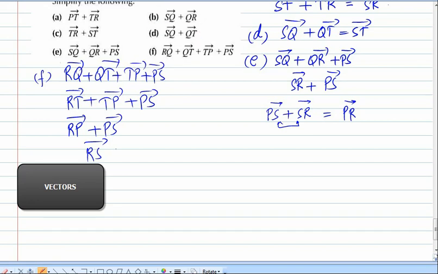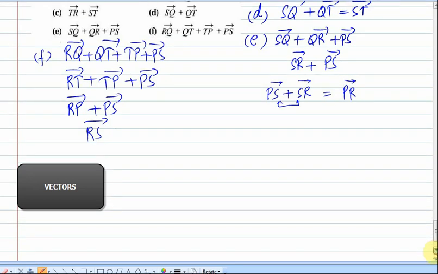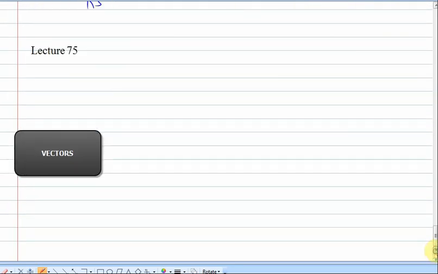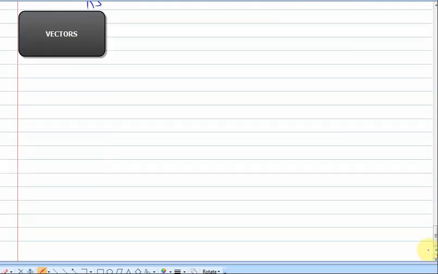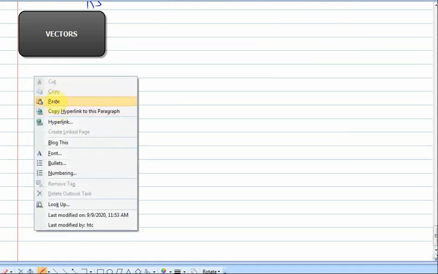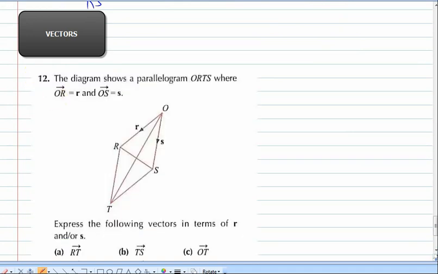Alright class, we were discussing the topic vectors, right? In last class we had discussed how we add the vectors graphically, and we know how to add them algebraically, right? In today's class we are going to continue the exercise 7B. In last class the last question was question number 10. In today's class we are going to start from question number 12.